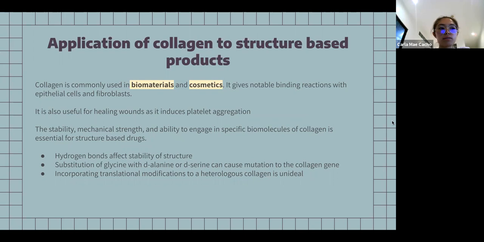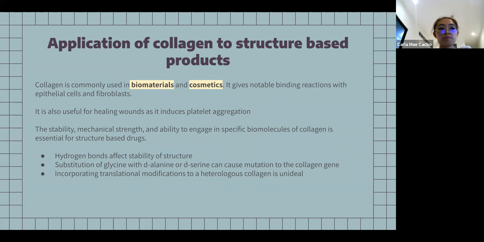Collagen is commonly used in biomaterials and cosmetics. Most medical applications of collagen are used in scaffolds, as it gives notable binding reactions with epithelial cells and fibroblasts. Epithelial cells are the cells that line the surface of the body. It is also useful for healing wounds, as it induces platelet aggregation. Now, the stability, mechanical strength, and ability to engage in specific biomolecules of collagen are key factors to the formation of structure-based drugs. Here are some factors that may affect the said factors.